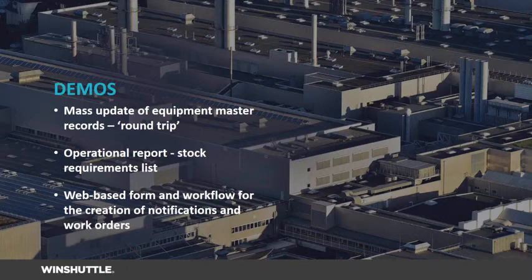What that means is I can bring my equipment out of SAP using a query and into an Excel spreadsheet, for example, do some updates and then turn around and push it back into SAP. So if you're updating warranty dates, or maybe you need to move it from one functional location to another, hundreds or thousands of records, you can do that just straight from Excel. And then I will show an example of one operational report. So I'm going to do the stock requirements list. And then we'll do a web-based form and workflow for the creation of notifications and work orders.